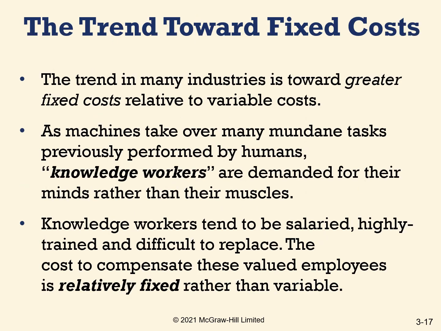So the current trend in many industries is toward greater fixed costs relative to variable costs. And we can see this as machines take over many of the mundane tasks previously performed by humans. So think on an assembly line, instead of having someone putting together toys or putting together anything, there's now machines that are able to do that efficiently and more effectively and faster and at less of a cost to us. Knowledge workers are demanded for their minds rather than their physical muscles.